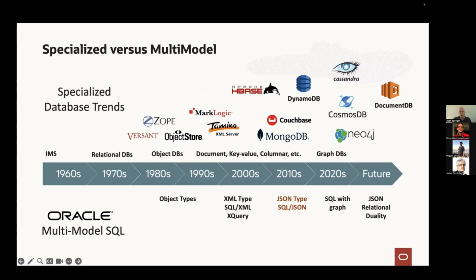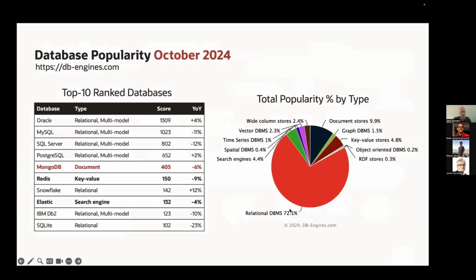So many of these special purpose databases can seem like a very big deal at the time, but they become marginalized later on. On the other hand, there's a group of relational multi-model databases that started out relational, like Oracle. And these databases continue to be very popular today.